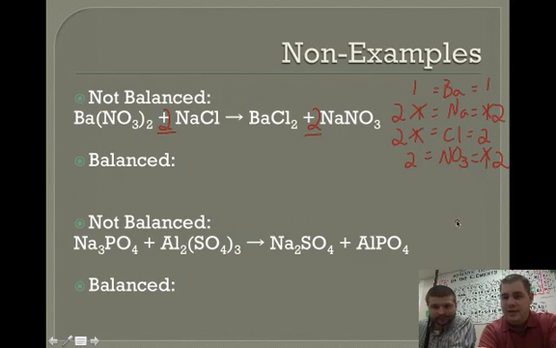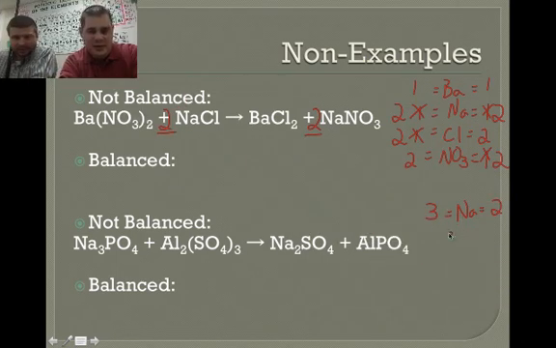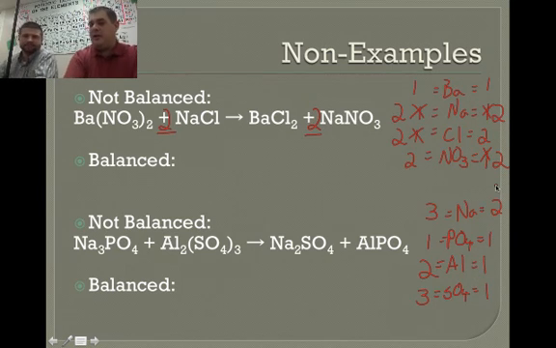Okay. I'll read off to you what we have. Sodium: we have 3 on the left and 2 on the right. Phosphate: we have 1 on the left and 1 on the right. Aluminum: we have 2 on the left and 1 on the right. And then sulfate: we have 3 on the left and 1 on the right. So this one could be a little tougher here. Okay, but remember, we're going to leave that sulfate till the end.